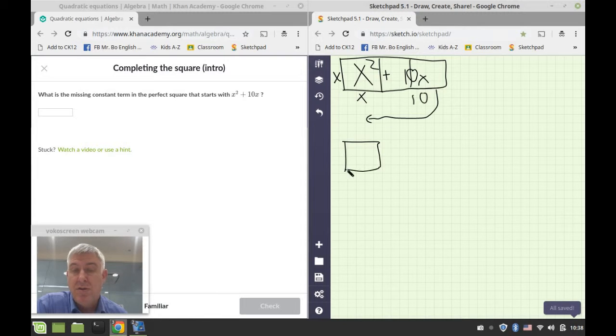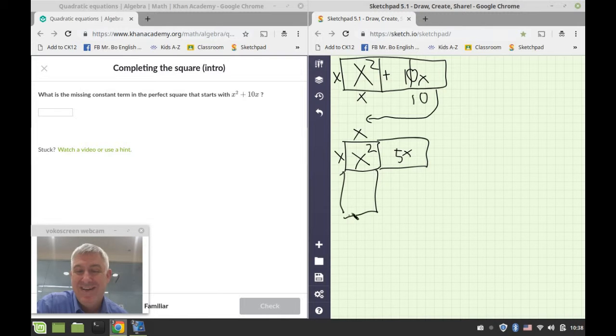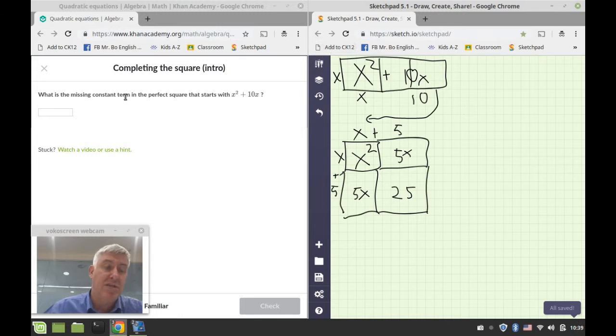So here we've got x times x, which is x squared, and over here, how much do we have left? 5x, and then down here, not to scale, over here we have 5x. How much do we need to complete the square here? This is x plus 5, and this is x plus 5. How much do we need? It's 5 times 5. We need 25. So over here, I'm just going to type in 25.